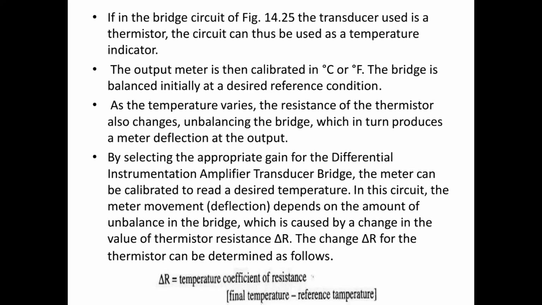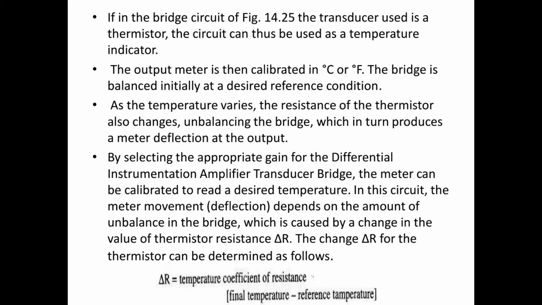By selecting an appropriate gain for the differential instrumentation amplifier and the transducer bridge, the meter can be calibrated to read a desired temperature. In this circuit, meter movement depends upon the amount of unbalance in the bridge. We know the meter is going to deflect depending upon the amount of unbalance, which is caused by a change in the value of thermistor resistance, delta R. The change delta R for the thermistor can be determined as follows.